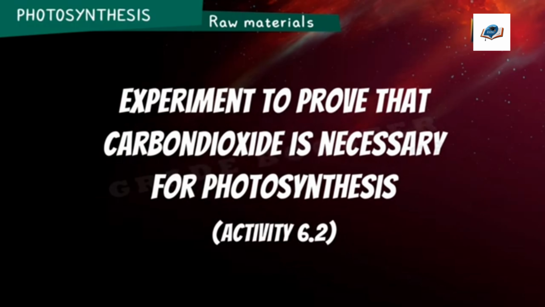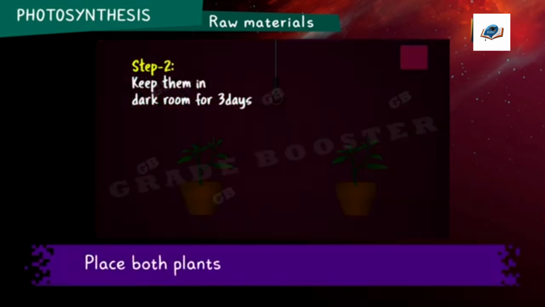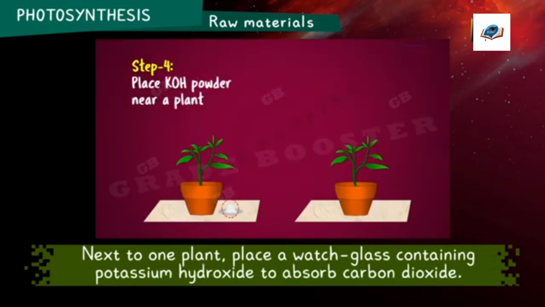Similarly, we have another activity to show that carbon dioxide is necessary for photosynthesis. For this, select 2 healthy potted plants of similar size. Place both the plants in a dark room for 3 days. Now place a watch glass containing potassium hydroxide to absorb the carbon dioxide next to one plant.